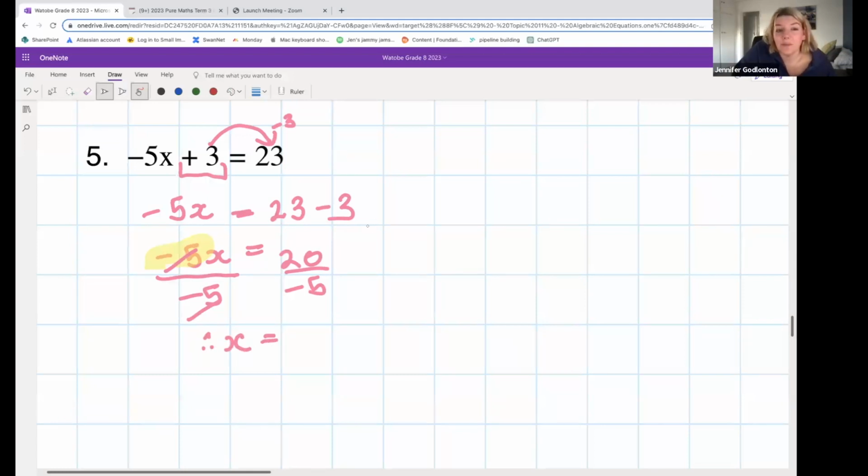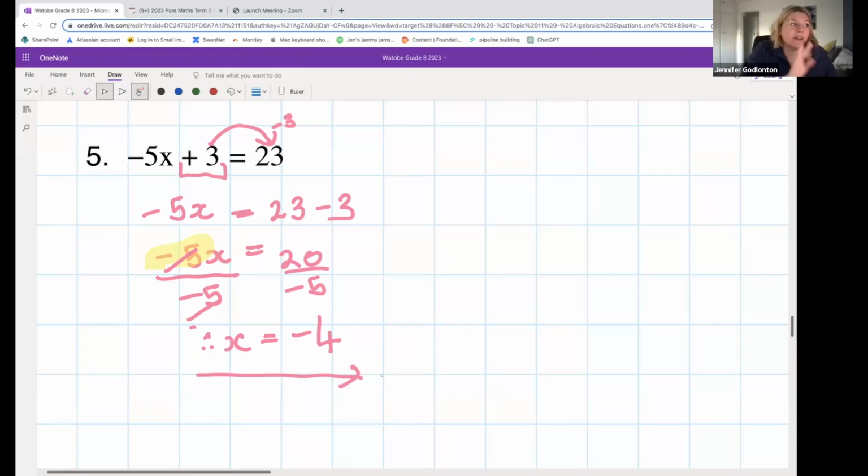And then we have to think about our rules with signs. So we have a positive that is being divided by a negative. So we're going to get a negative answer. And then 20 divided by 5 is going to give us a 4. So we're going to land up with x is equal to -4.